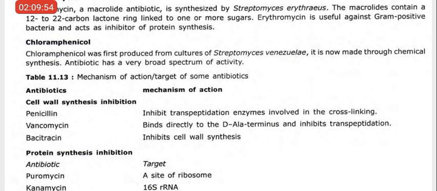Mechanism of action, target of some antibiotics. Antibiotics: penicillin, vancomycin, bacitracin. They inhibit transpeptidation enzymes involved in the cross-linking, bind directly to the D-Ala terminus and inhibit transpeptidation, which inhibits cell wall synthesis.